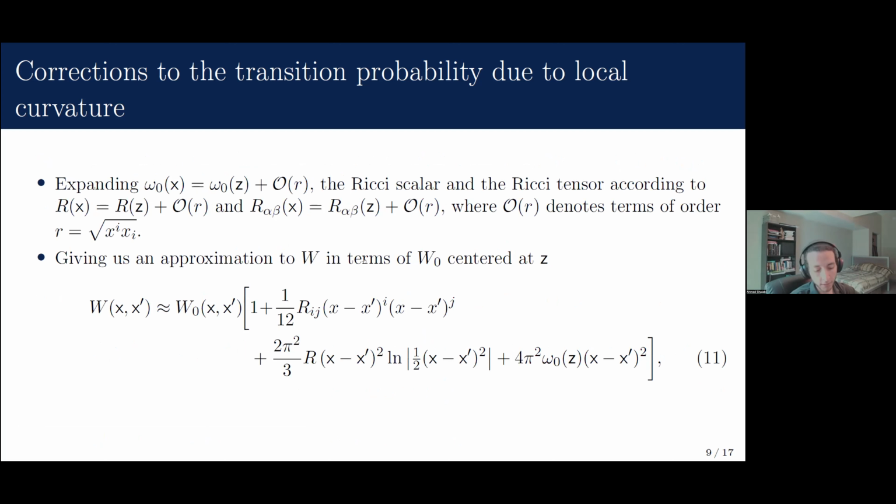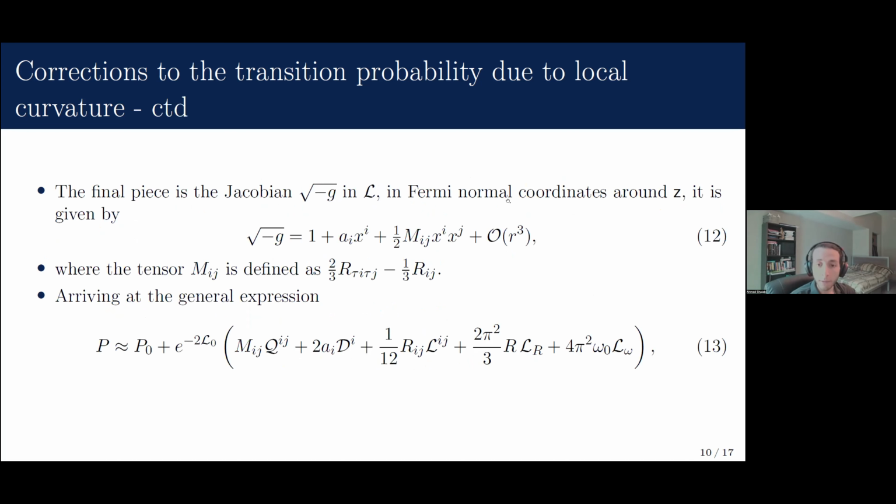Finally, we expand the state-dependent terms locally around the center of the interaction. So if the particle detector is on a trajectory z of tau, then what we're trying to do is just evaluate all these curvature tensors at the center of the trajectory, or the center of the interaction, which gives us the following approximate expression for the Wightman function in terms of corrections to the flat space version. The final piece that we need is just the Jacobian in the expression for MathCal L.